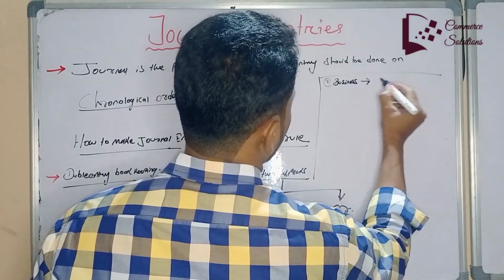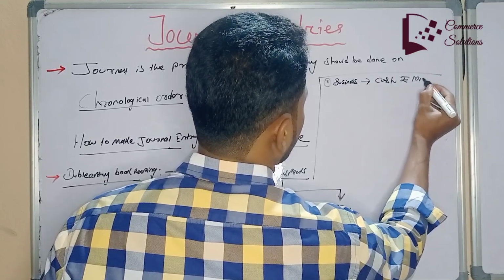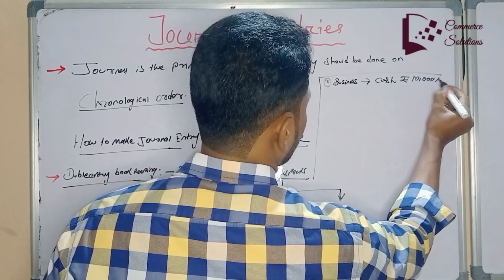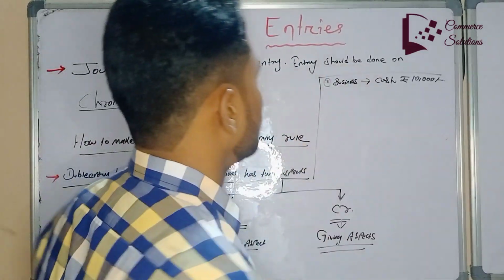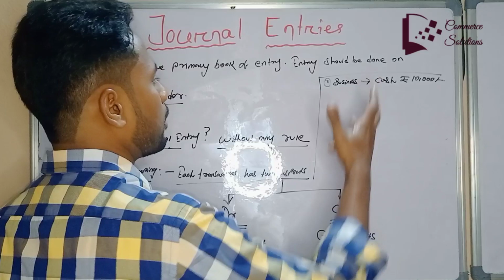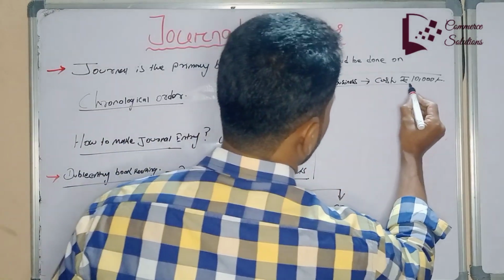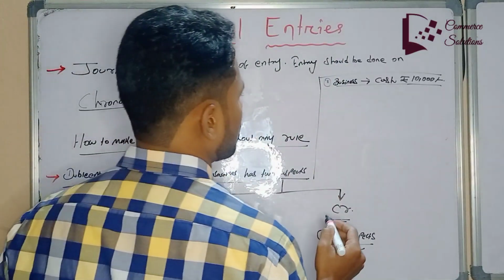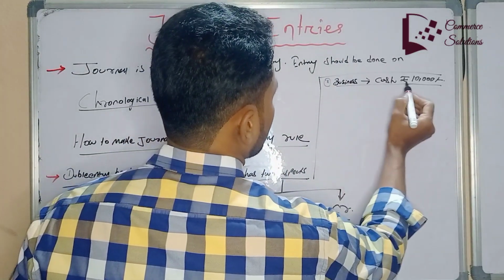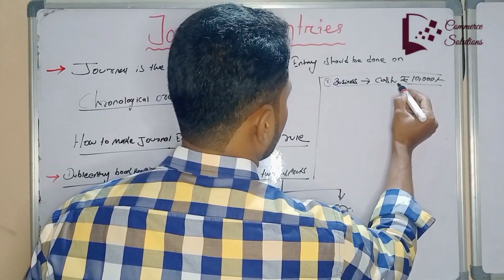Business started with cash rupees 10,000. How to make a journal entry of this transaction? So this is a transaction. And the definition of double entry bookkeeping tells us that each transaction has two aspects.